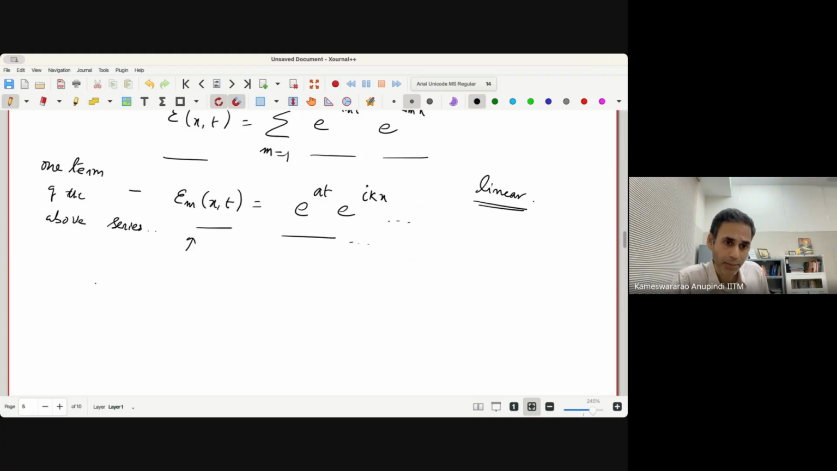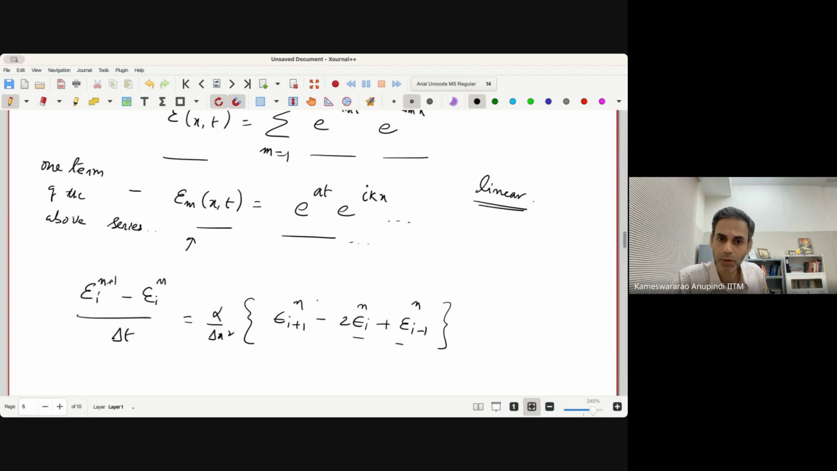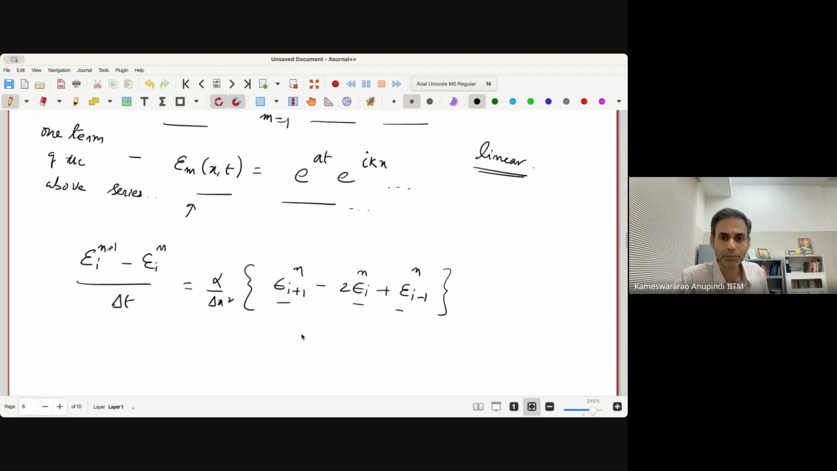So I will rewrite the governing equation for the error. The governing equation for error is given by (epsilon_i^(n+1) minus epsilon_i^n) divided by delta t equals alpha by delta x squared times (epsilon_(i+1)^n minus 2 epsilon_i^n plus epsilon_(i-1)^n). My epsilon notation is a little bit mixed up, but all of them are the same. So this is the governing equation for error. Now I need to calculate what epsilon_i^(n+1), epsilon_i^n, epsilon_(i+1)^n, and so on are from this model.